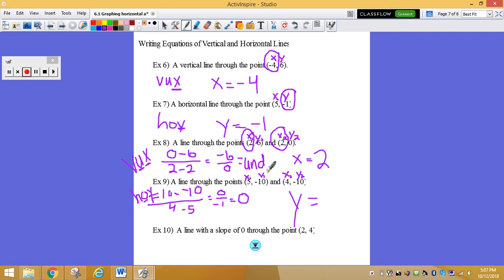To figure out what y is, look at your ordered pair. In both of them, y is -10. And just like the last example, they'll always be the same. The only way you'll get a slope of 0 is if your y's are the same.